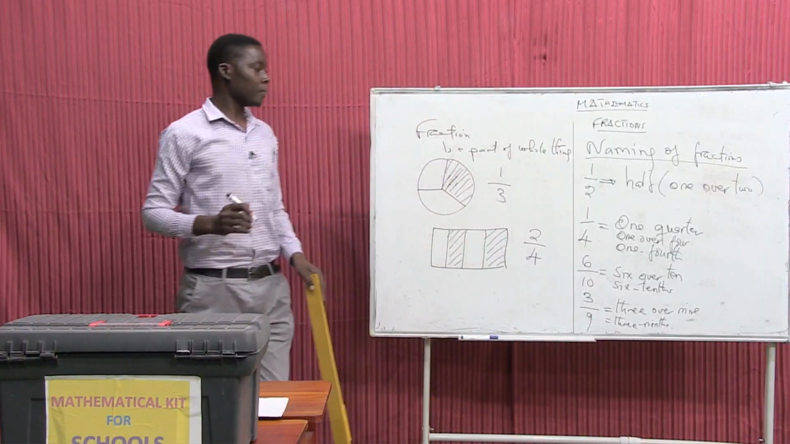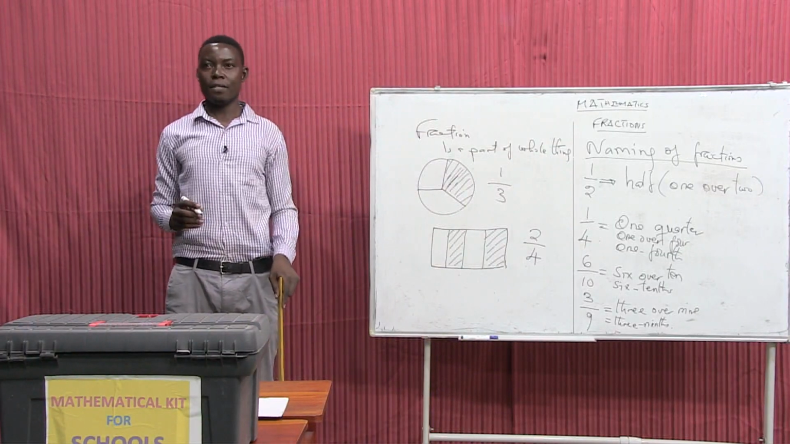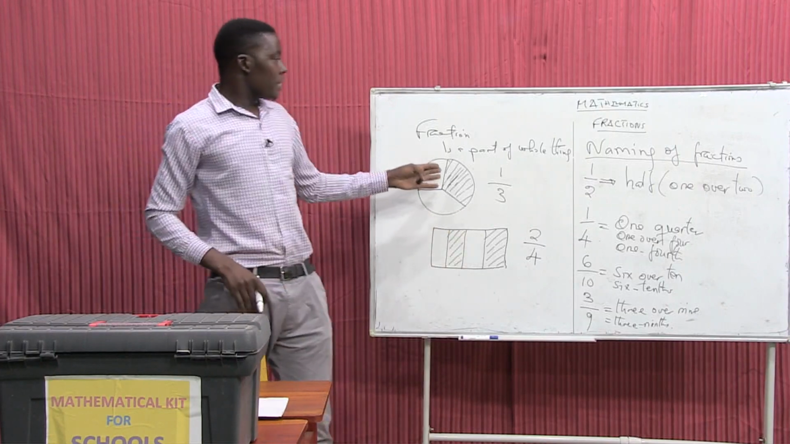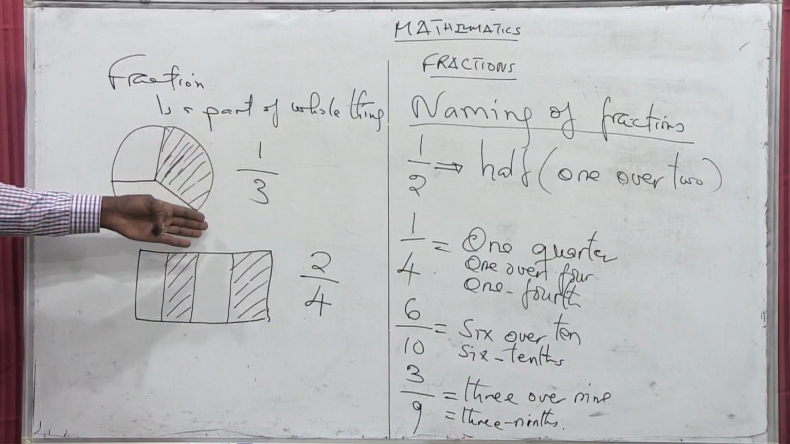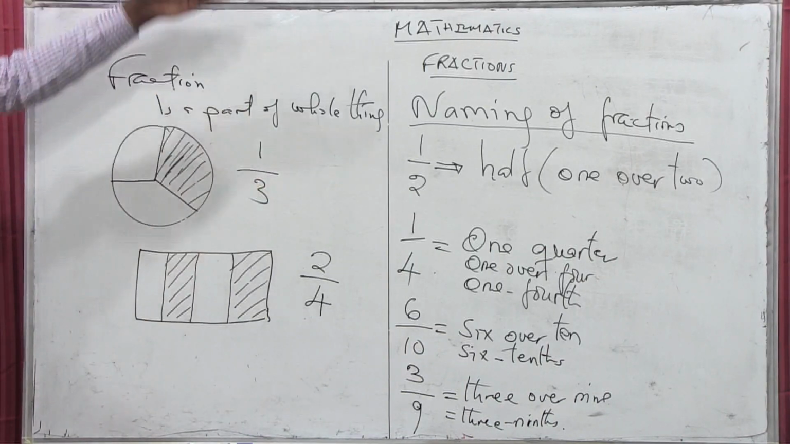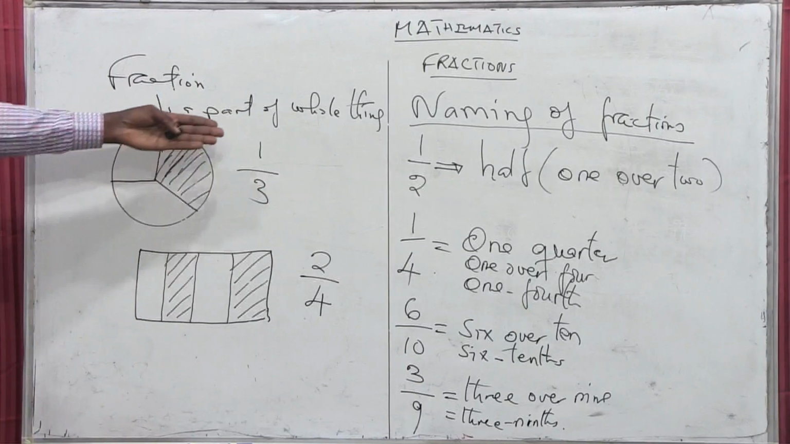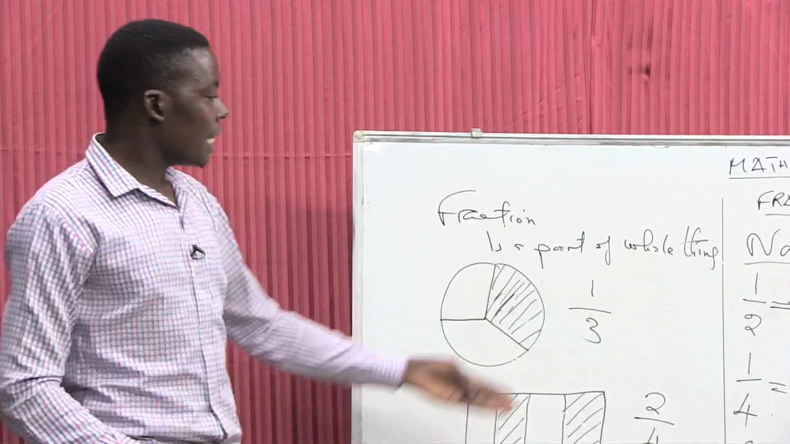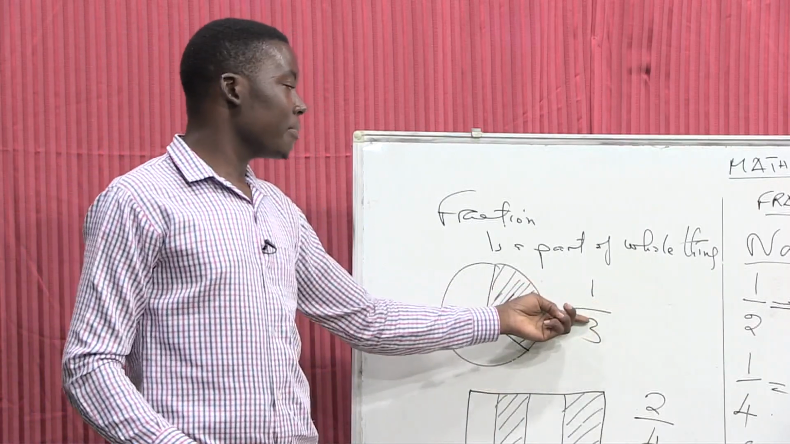3 ninths. Now, at the beginning we say the fraction is a part of a whole thing. And then we have this number and this number, the upper number and the lower number. How do we call the upper number and how do we call the lower number? These numbers are separated by this segment here.